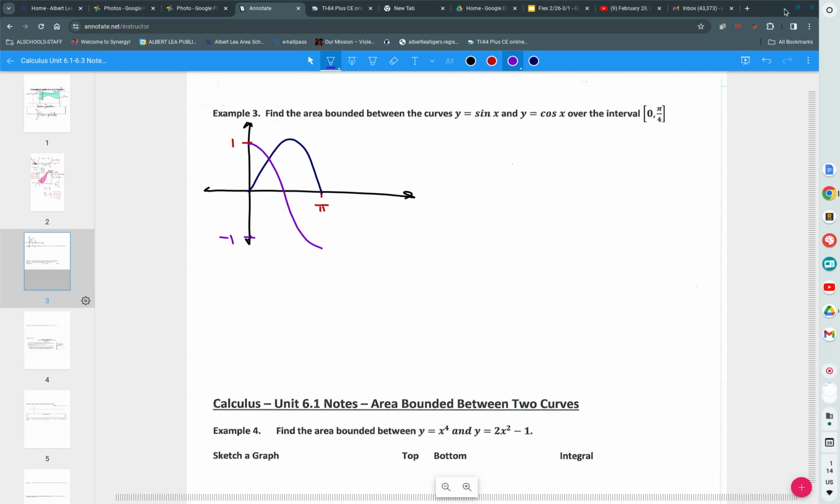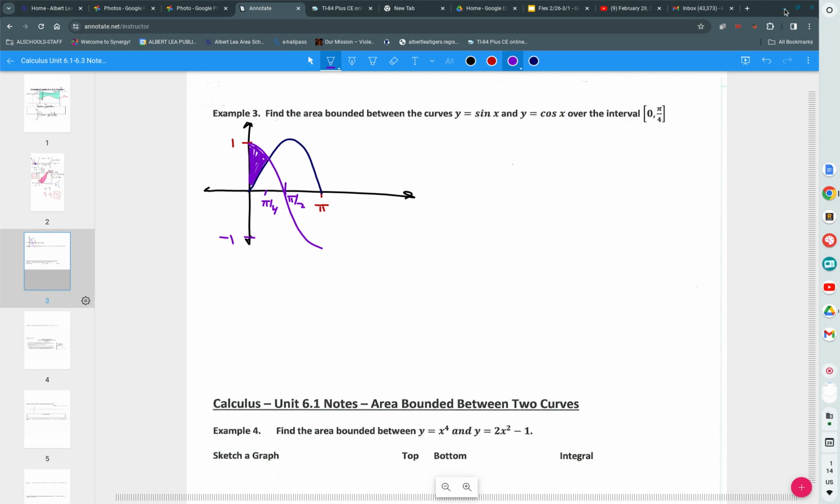So if it says it's from 0 to pi over 4, this spot right here is pi over 2. Hopefully you knew that. The spot where they cross is pi over 4. You could show that's true by setting them equal to each other. I don't see that come up on the AP exam, so I'm not going to go into it too much, but we are looking for this area right here, that exact area.